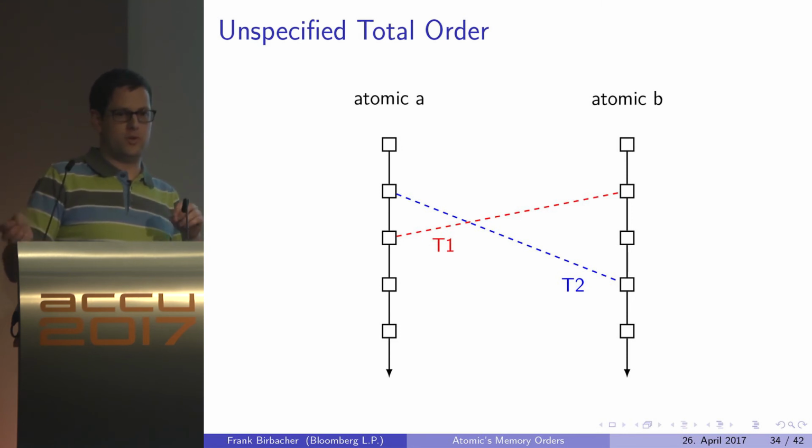So they could observe any of the values in the modification order, even an old value, while the other one reads a new value. I'll try to make that clear with an example of how it can go wrong.